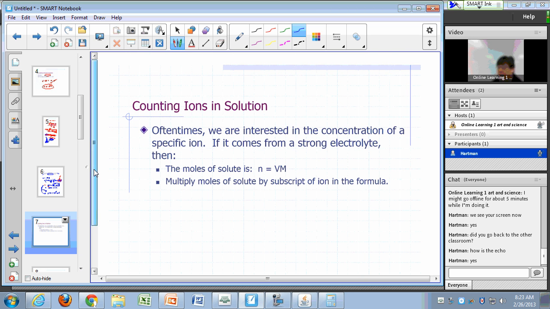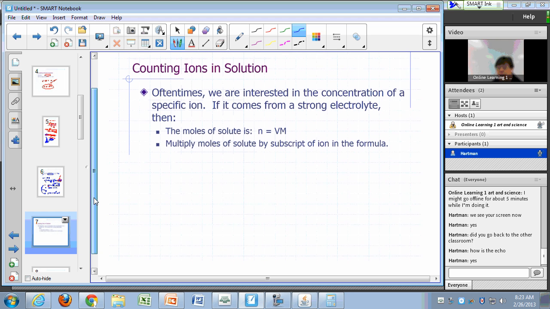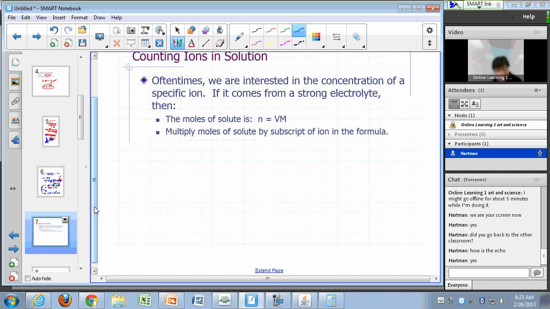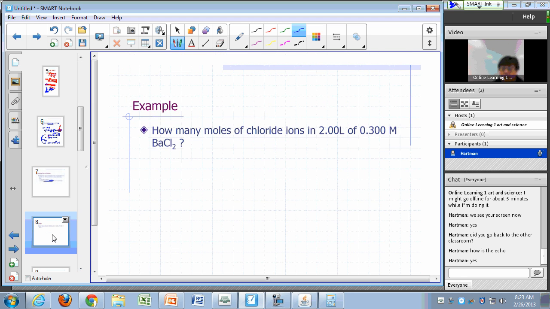Now, what if you're dealing with ions? Sometimes you're interested in the concentration of ions, so moles of ions per liter. Then all you really have to do is multiply the moles of your solute, which would be an ionic compound, by the subscript of the ion in the formula. So first calculate the moles of the solute that you have, and then multiply it by the subscript. So for example, let's look at this one.